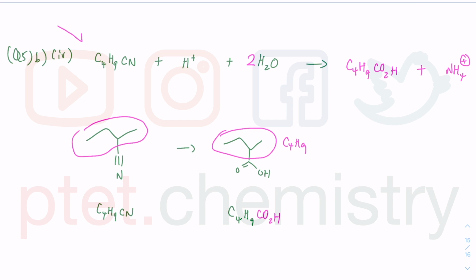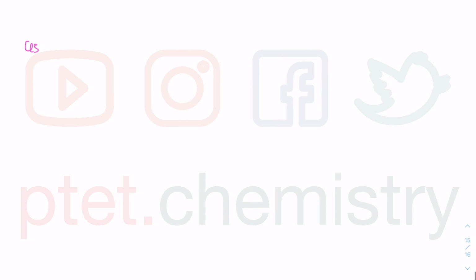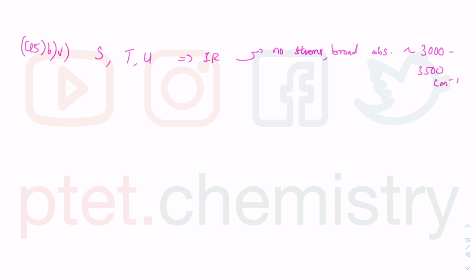We haven't reached the end of that question yet. So question 5, oops, sorry, it's not part C, it's actually part B. We have an infrared spectrum, and actually that's the last 1 mark of this question. So you have unlabeled sample S, T, or U. You look at the infrared. The infrared has no strong broad absorption at around 3000 to 3500. So that is usually where we look for the OH bond. So no strong broad absorption around that region means no OH.